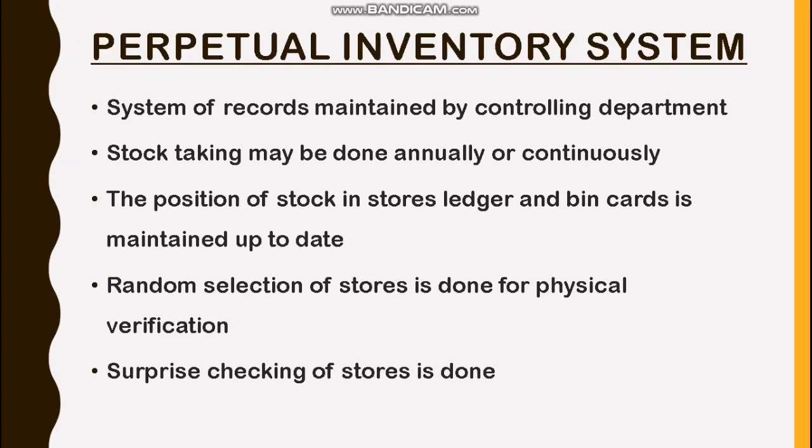Next is the perpetual inventory system. It is a system of records which is maintained by the controlling department, and the stock taking under this may be done annually or continuously. The position of stock in store ledgers and bin cards is maintained up to date, and random selection of stores is done for physical verification by the storekeeper or the stock checker, and the surprise checking of stores is done for checking the ledgers of stores.